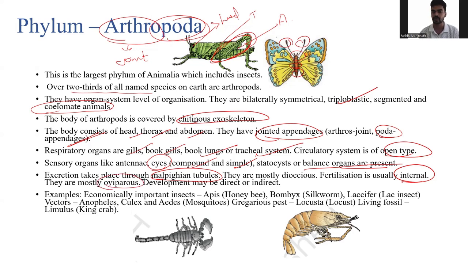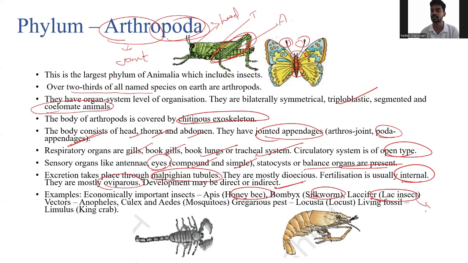So development, maybe that's what I have told you, right? Either direct or indirect development can be observed, but most of the insects are oviparous. Examples: some insects are of great economic importance, like Apis, that is the honeybee, the silkworm, Bombyx mori, and the lac insect, Laccifer.